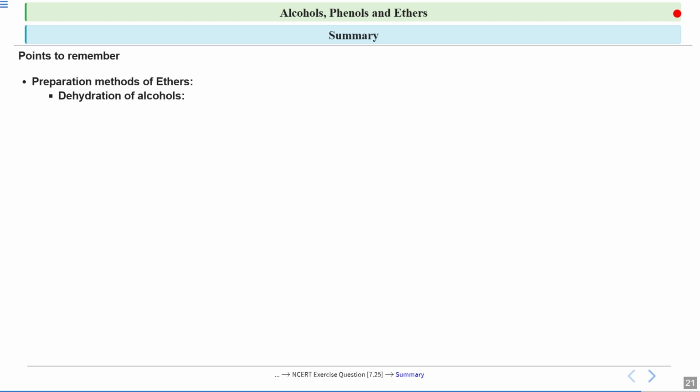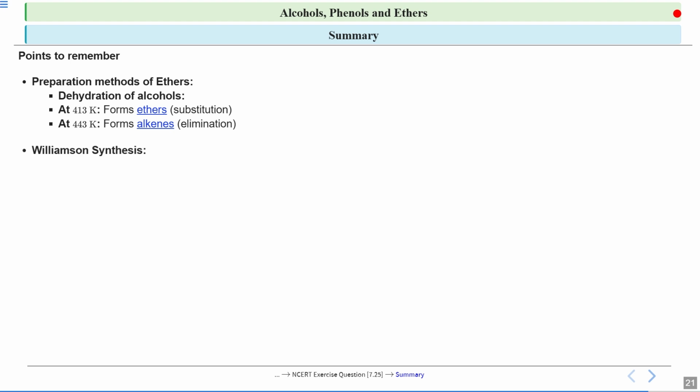First method we discussed was dehydration of alcohols. In dehydration of alcohols, I told you it is not always necessary that if you take an alcohol and react it with a protic acid, an ether will be formed. It depends upon your reaction conditions. If the reaction temperature is 413 Kelvin, then ethers will be formed from alcohol and it will favor the substitution reaction. But if the temperature is high, that is 443 Kelvin, then from your alcohols, alkenes will be formed. And this will favor your elimination reaction, not the substitution reaction.